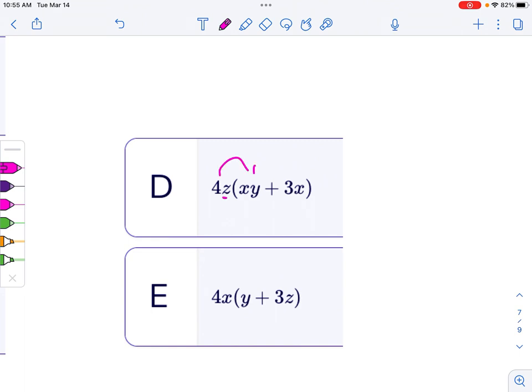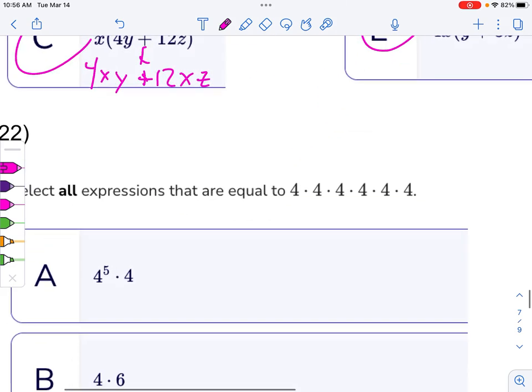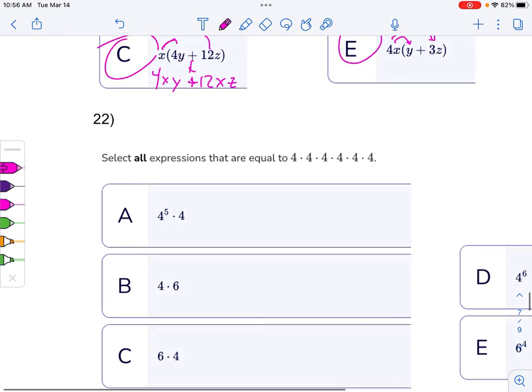I got a z already. So this one here is a 4zx. Yep, that's not going to work. Too many. Nope. And this one right here, that one works. This one works. Yes. All right, last one.